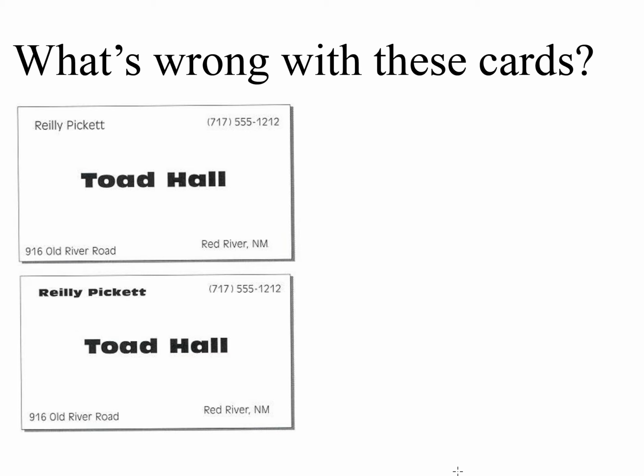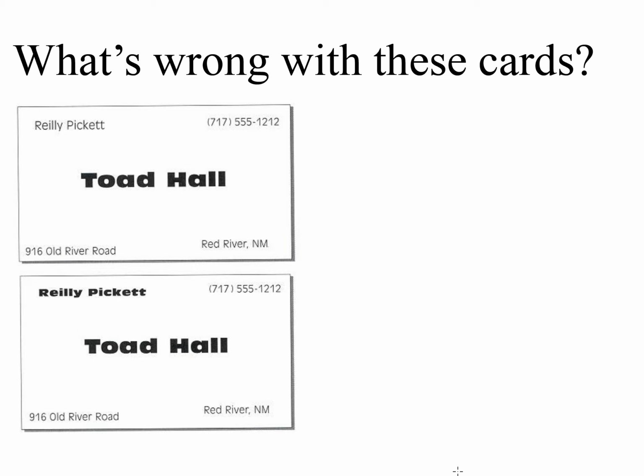So what's wrong with these cards? It's hard to tell if you were thinking that Toad Hall is the name of the person whose business card this is, but Toad Hall is the business. And so you can see why this doesn't necessarily make sense, because Toad Hall has an address, and it's 916 Old River Road in Red River, New Mexico.